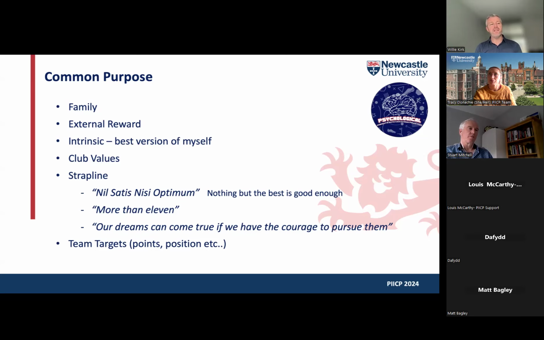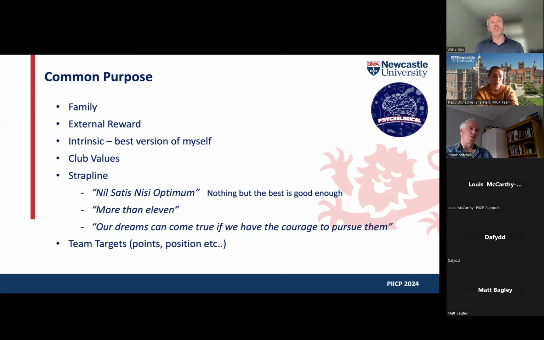So it was a really easy thing we jumped on straight away at Everton when I first went in there, because we looked at it every day. It was on every badge. It was in every corridor. When you seen the Everton badge, Nil Satis Nisi Optimum, it wasn't just there because it looked fancy, because it was Latin. It actually meant something, and we used that as a motivator for the whole group.